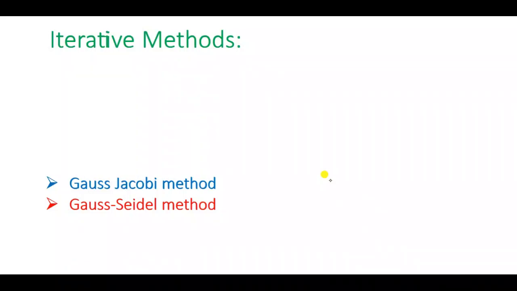Hello everyone. Today I am going to explain iterative methods to solve a system of linear equations which contains n number of unknown variables and n number of equations.